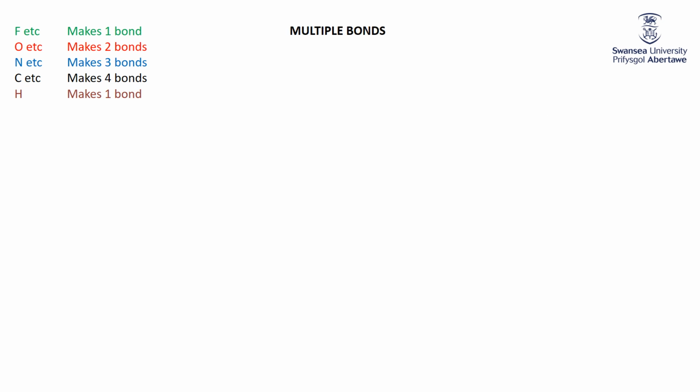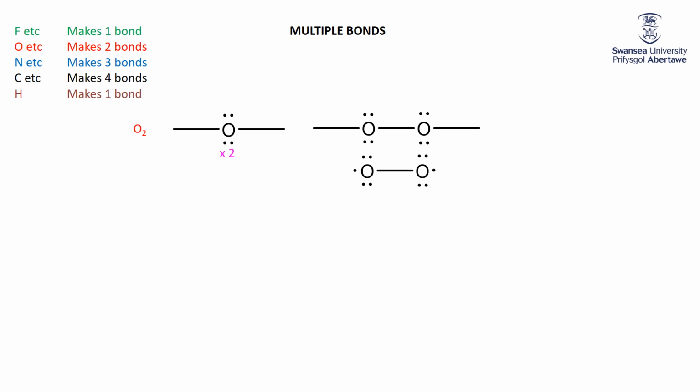We don't have to live with just single bonds. We can make what are called multiple bonds. For example, think of dioxygen, 2 oxygen atoms, each one of which wants to make 2 bonds and has 2 lone pairs. So obviously 1 oxygen comes to the second oxygen and they make a bond, which we can depict either like this or like this.